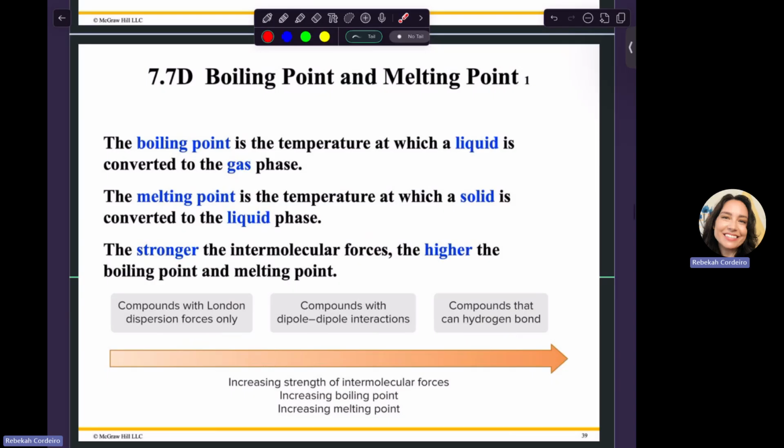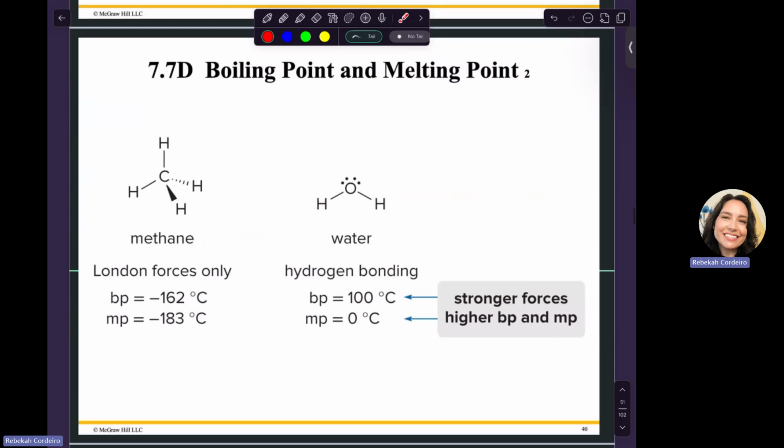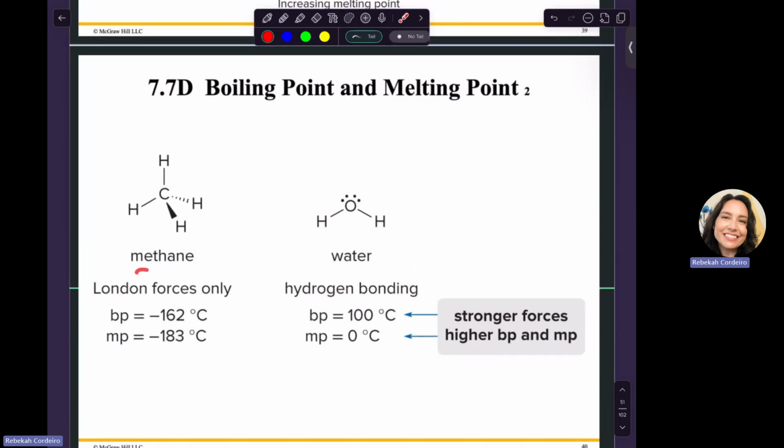If you have all London dispersion forces, let's see, I think we'll talk about this. So boiling point and melting point, let's look at these two, methane versus water. This one is London forces only, and this one is hydrogen bonding. It has all three of them, but hydrogen bonding is the strongest. Notice the boiling point is much higher and the melting point is much higher. These are negative numbers, and so this one is very low, this one is very high. So stronger forces, higher boiling point, melting point.